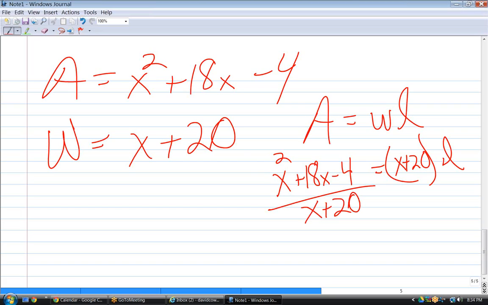Do you know how to do long division with polynomials? No. Okay, let's go through the long division. Did I get my terms right here? The area is x squared plus 18x minus 40? Okay.